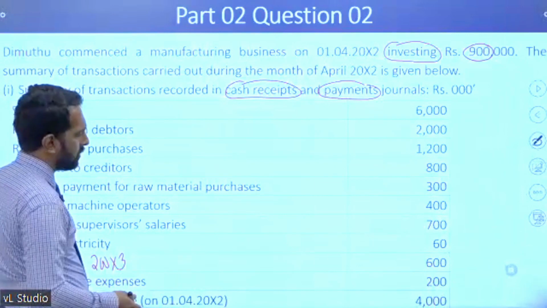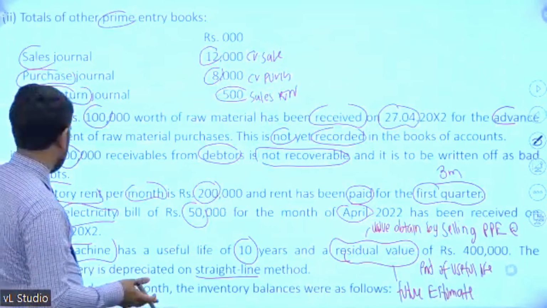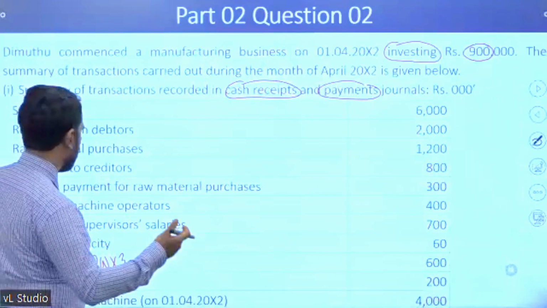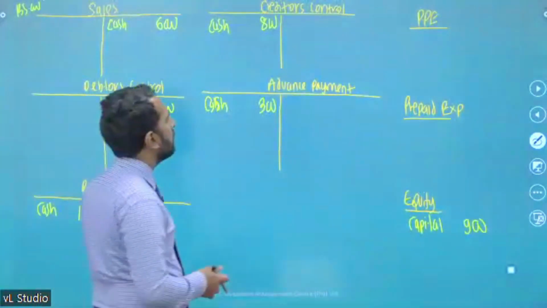Administration expenses paid. There's nothing payable or any other thing. So you can directly take that credited to cash, debited to P&L.